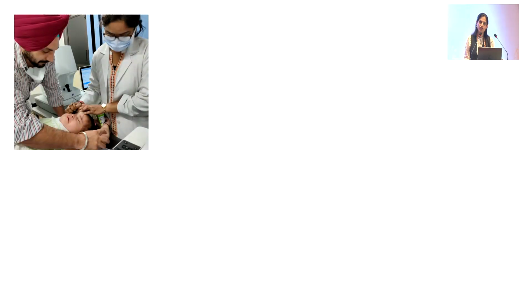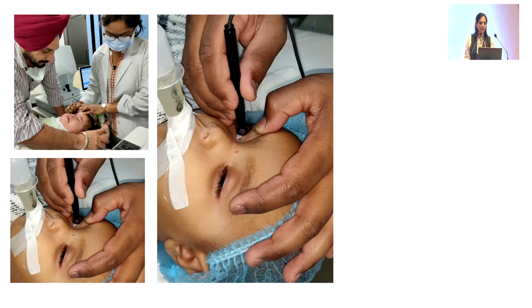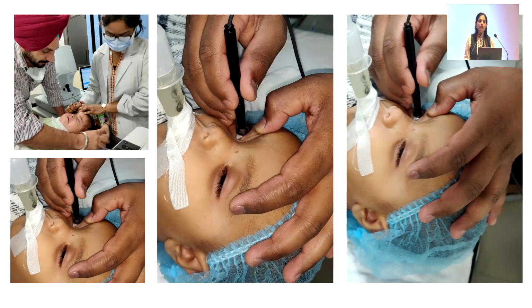In the office, the child is often crying and up-rolling, so the readings might not be very accurate. And under anesthesia, you can ensure that the eye is stable and is straight. And you can take a good reading with a contact scan also, making sure that you don't indent the cornea.